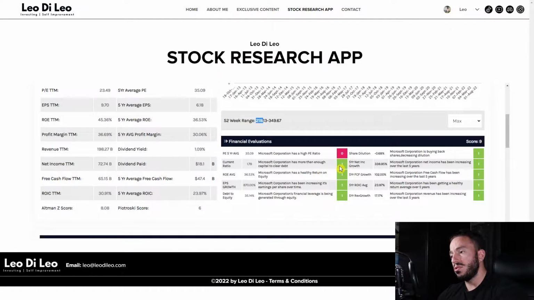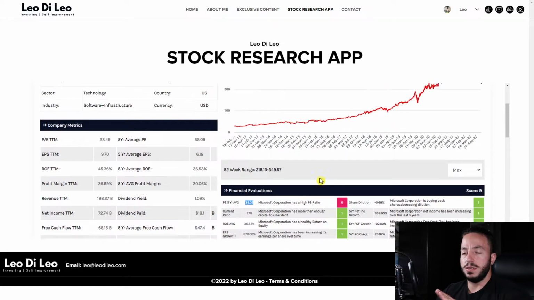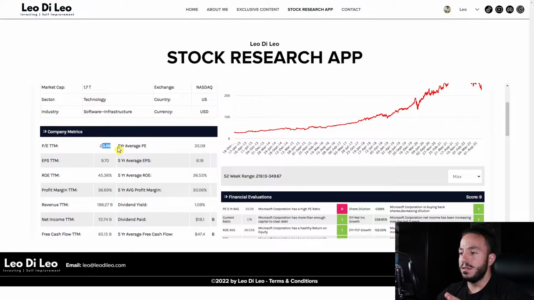So in the case of Microsoft, the only thing they are doing wrong, in my eyes, is that they have a high PE ratio on average. We want to see this number, which is currently at 35, a pretty high multiple, below 22.5. In our trailing 12 months, in this section here, which we can use to cross-reference with the financial valuations, we can see from a comparative standpoint, even though our average is 35.09, currently it's at 23.49, right?